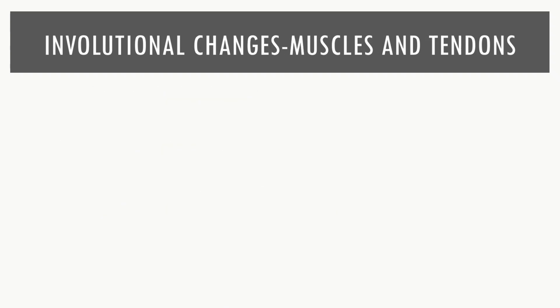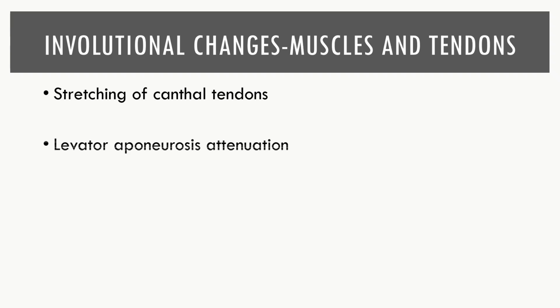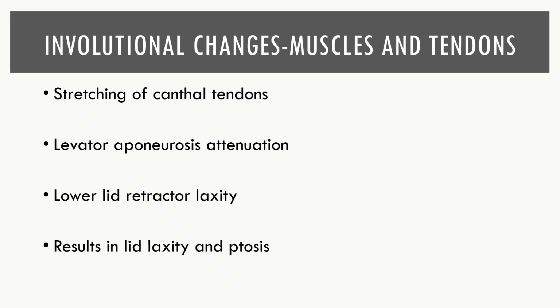Involutional changes in muscles and tendons. Stretching of canthal tendons, levator aponeurosis attenuation, and lower lid retractor laxity, which results in lid laxity and ptosis. Aponeurotic ptosis is a key involutional change and must be identified before cosmetic surgery.